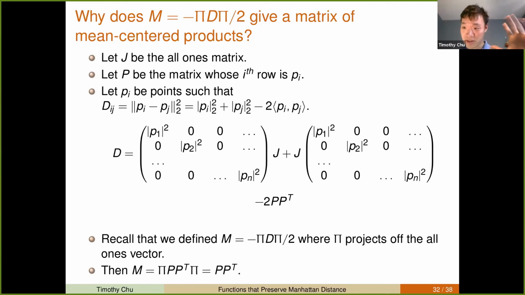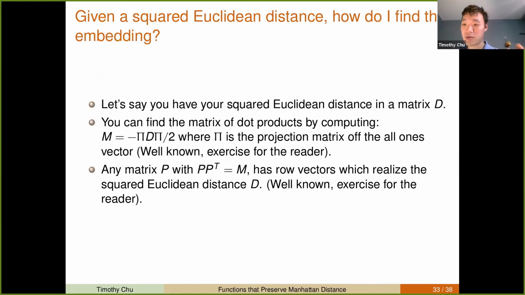Don't worry too much about this slide. This is just for the people who are interested in why the claim I made previously was true. All you really need to know is, given your matrix D, how do I find the original point set P? And it's just a matrix problem.